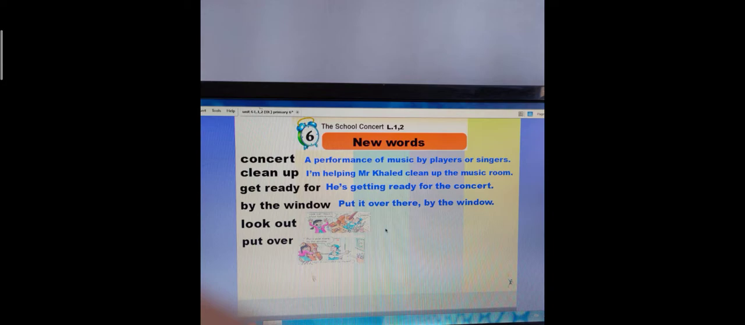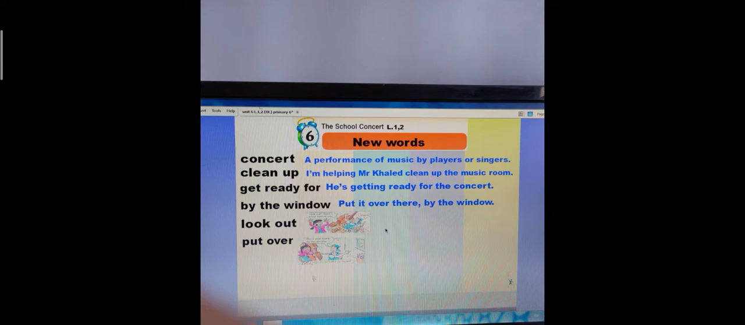The first word we have today is concert. Concert is a performance of music by players or singers. Again, concert is a performance of music by players or singers. By the way, the title for our unit today is A School Concert.